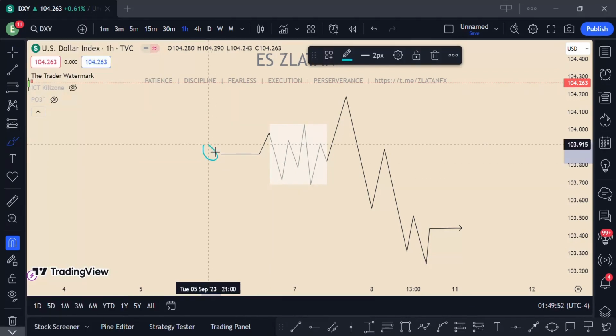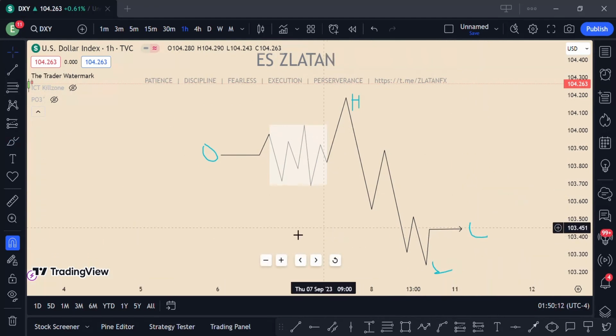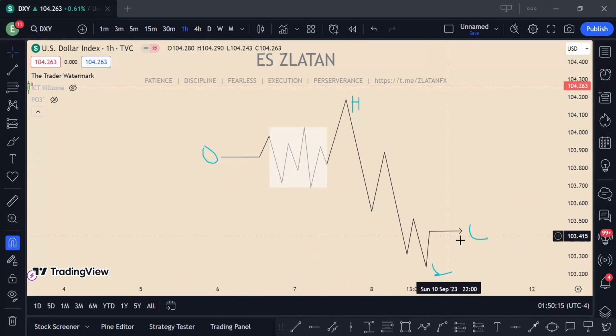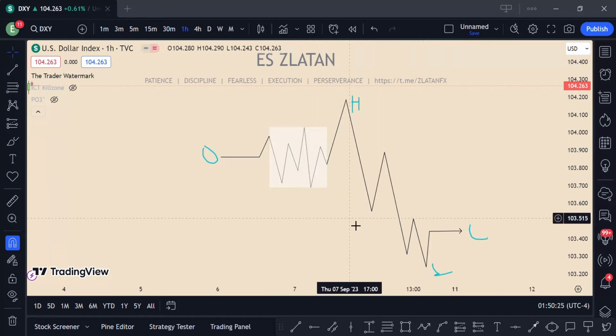So this is an open. This is high. This is low, and this is close. Yeah. So this is open, high, low, and close, right? So this is a typical bearish candle. This is the way a bearish candle looks on the lower time frame, right?